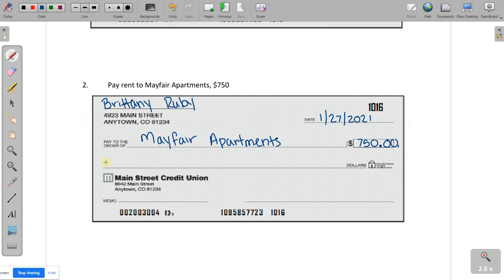So now we're going to write out our check amount in words. So 750, and then we have no change. So we're going to do XX over 100. And again, the line all the way to our dollars, so nobody can change it. The memo, we're paying rent, so we're going to write rent and then sign our name.